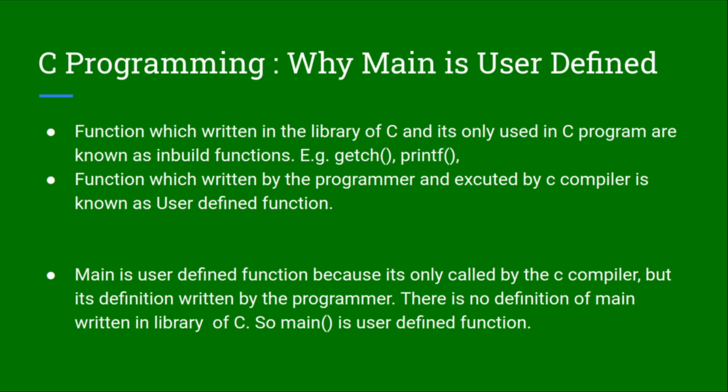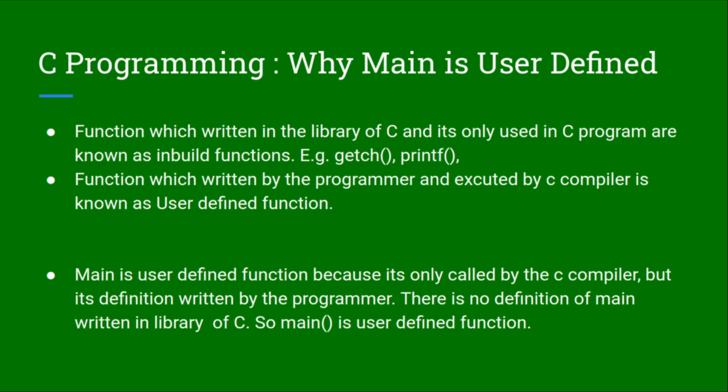Why? Because all that is written into the C library is that a main function should be there, right? There is no function body or function definition for main written in any C library, right? There is no main function written in the library of C. The compiler just calls it. So that is a major difference, right?